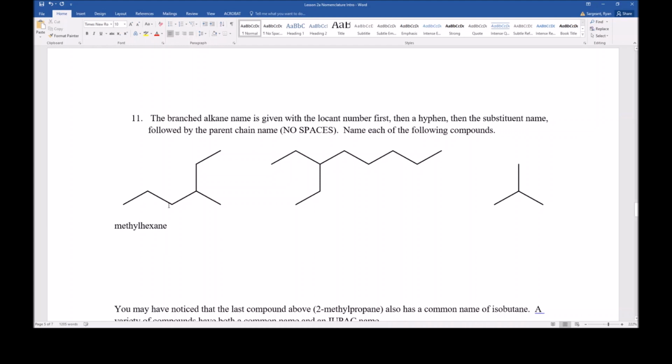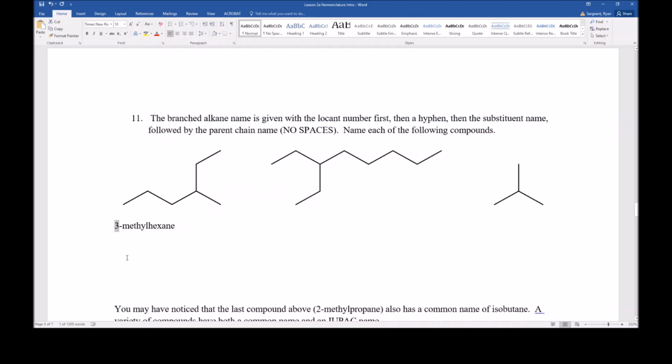And the methyl group is coming off of the 3 position of my hexane. If I had tried to call this the number 1 position, then it would be a 4-methyl hexane. We number the parent chain so that we encounter a substituent at the lowest number possible. So, 3-methyl hexane.